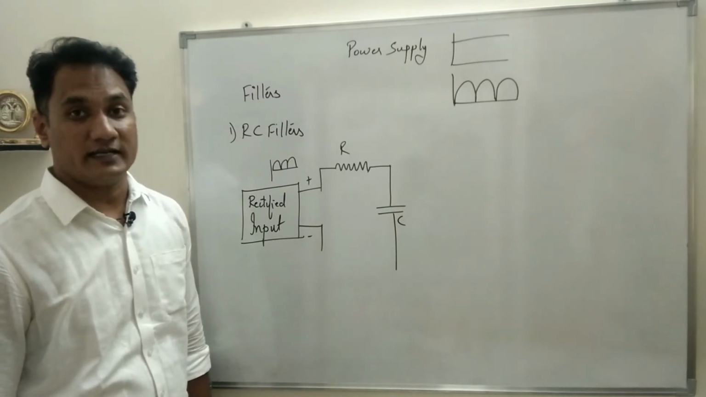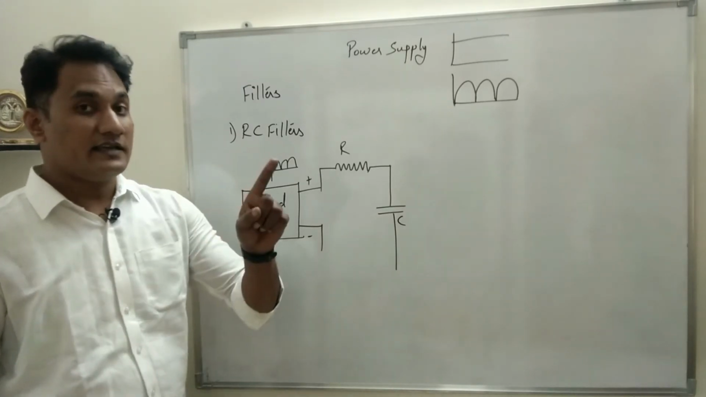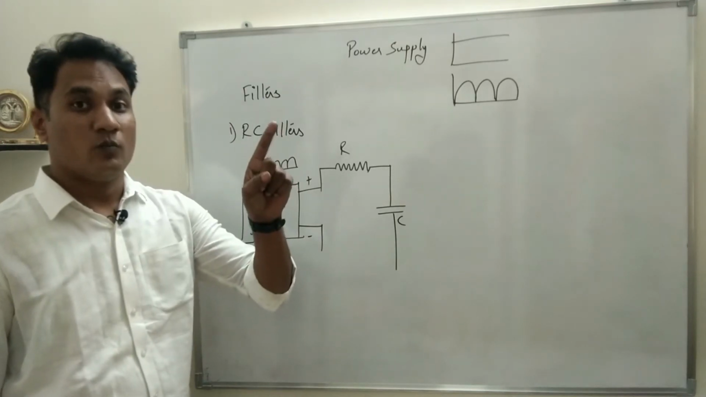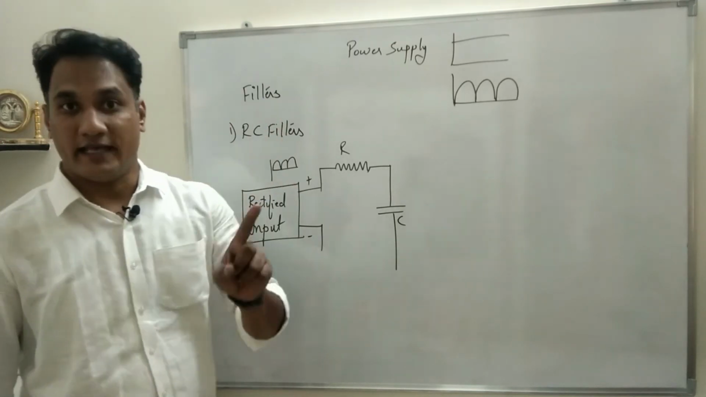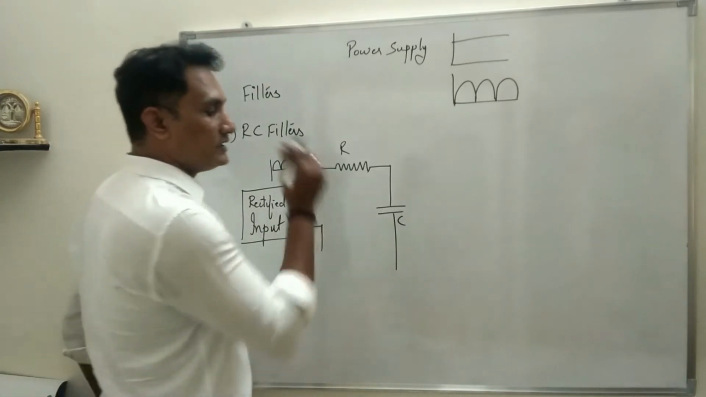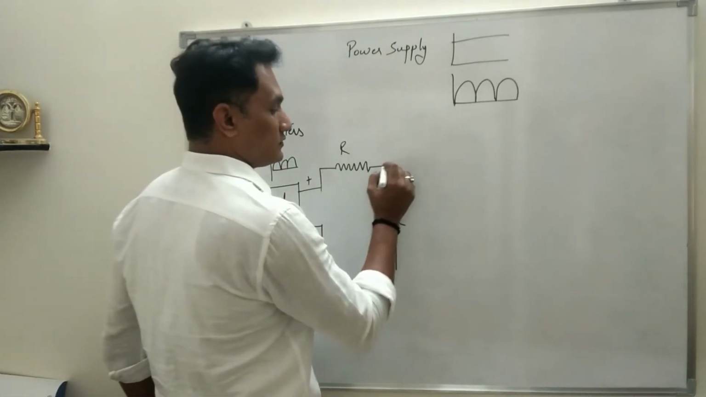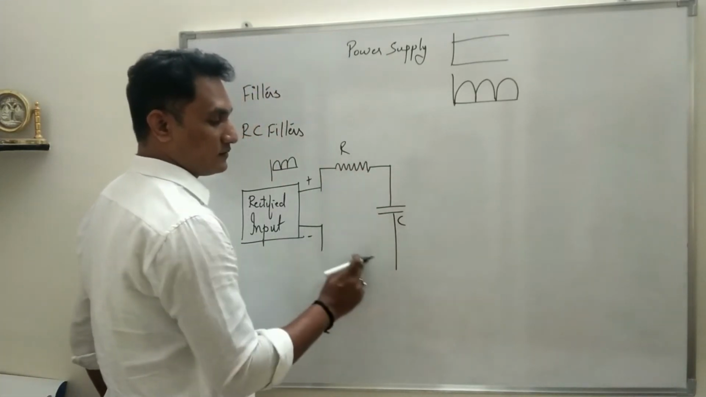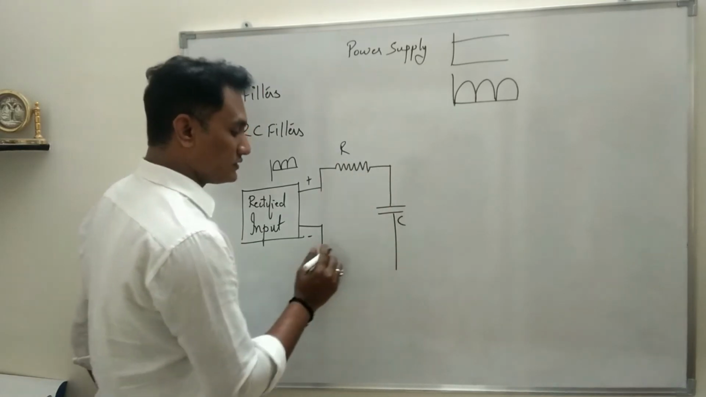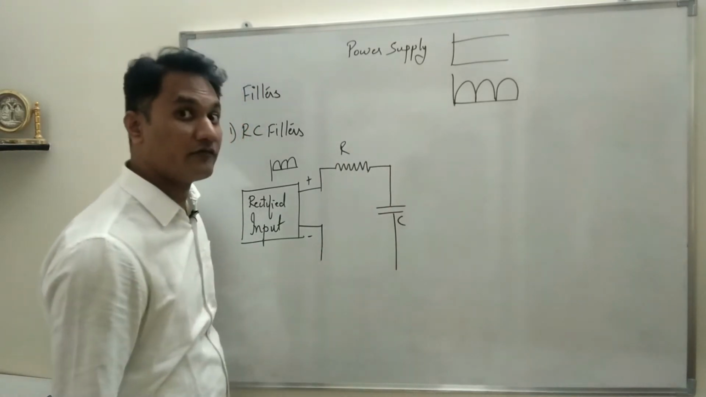We specify it as XC. So R is 10 times more as compared to XC. So what we do is, one stage or one such setup will reduce the ripple by a factor of 10.